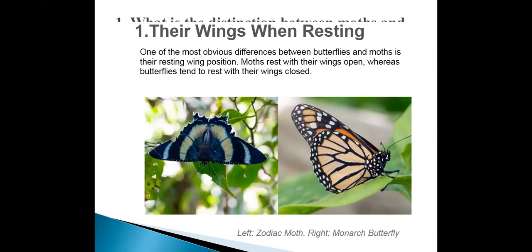This monarch butterfly is very common. I hope everybody would have spotted this monarch butterfly generally in your gardens. So first, when it is resting on any surface, if the wing is open, it is a moth. If the wing is closed, it is a butterfly.